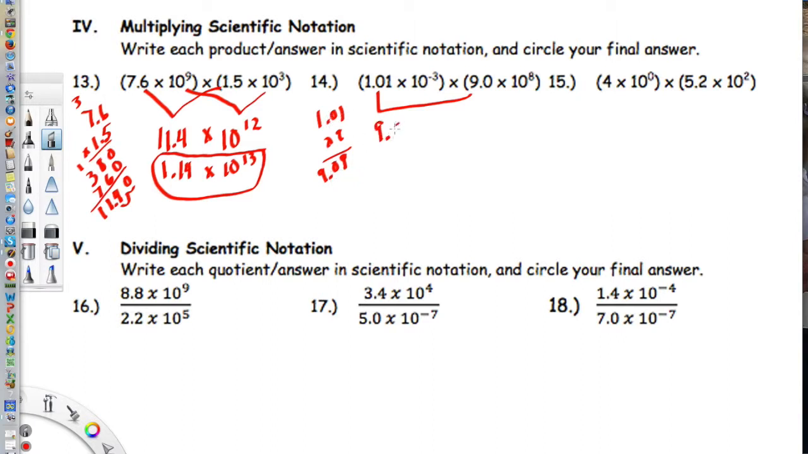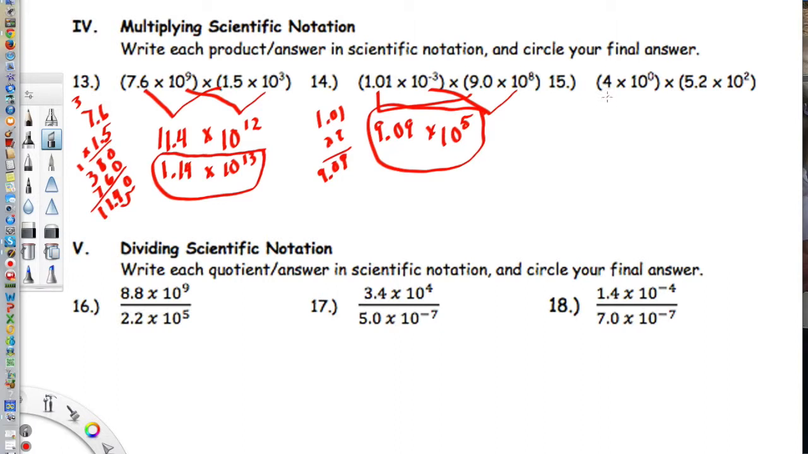So it's 9 and 9/100ths times, here comes my powers of 10, or my base 10 numbers, 10 to the negative third times 10 to the 8th, which would be 10 to the negative 3 plus 8, which is 5. When I add a negative 3 and an 8 together, that gives me a positive 5. And this is already in scientific notation, so I don't have any more extra work to do.